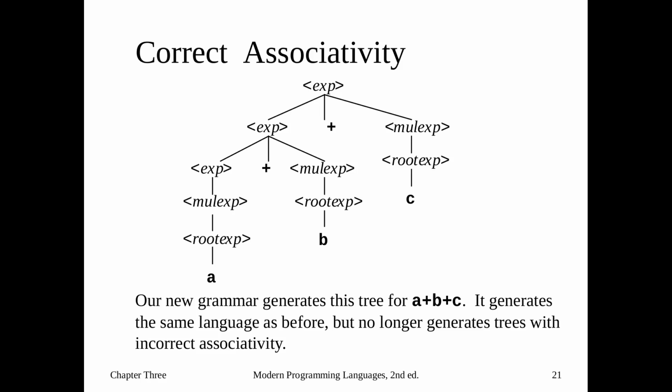That's the whole point. We want to make sure, and we'll talk about this shortly, that we're only generating one parse tree, and that's the correct parse tree for what we're trying to say.